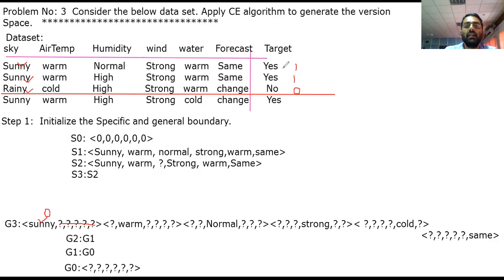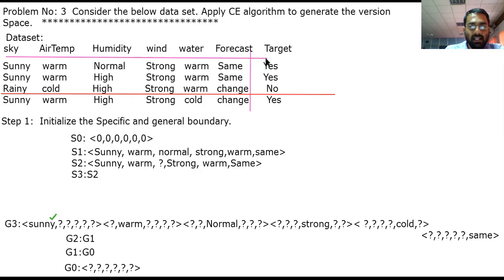So now please look here. This is a positive instance. This is a positive instance. This is a negative instance. 1 stands for positive, 0 stands for negative. So plus plus minus is the data set. My hypothesis is saying plus plus minus. Therefore, this is consistent with all these three instances, x1, x2 and x3. Therefore, I need this hypothesis for the next step.